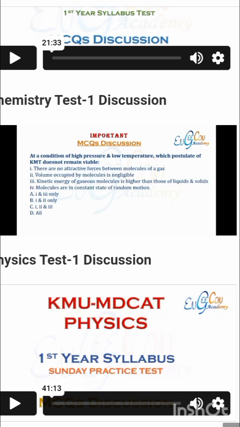At a condition of high pressure and low temperature, which postulate of KMT does not remain viable? So at high pressure and low temperature, two postulates of KMT do not remain viable. First is that there are no attractive forces between molecules, because under such conditions attractive forces do develop. And second, volume occupied is negligible. At high pressure, volume occupied by molecules is no longer negligible. So postulates 1 and 2 are not viable at high pressure and low temperature.